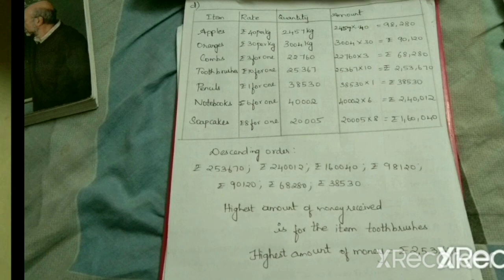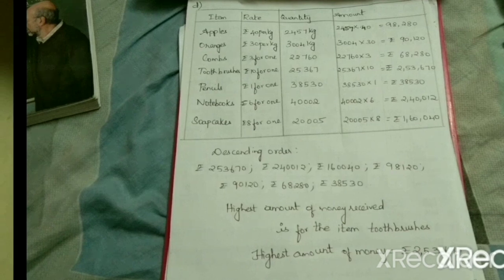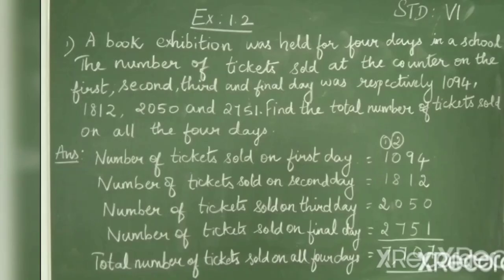Now one more thing we have to find, which is the highest amount of money received for which item. If you look at the table, at the amount which is the greatest, 2,53,670, which item is it? Toothbrush.